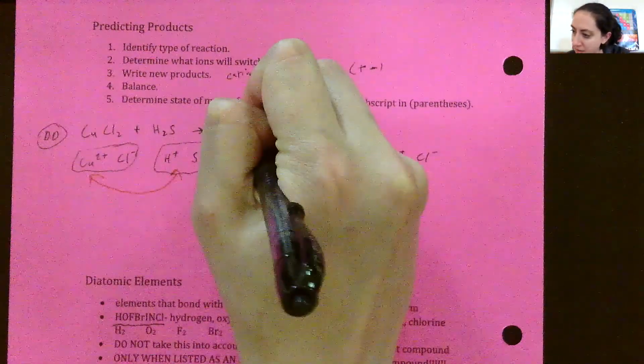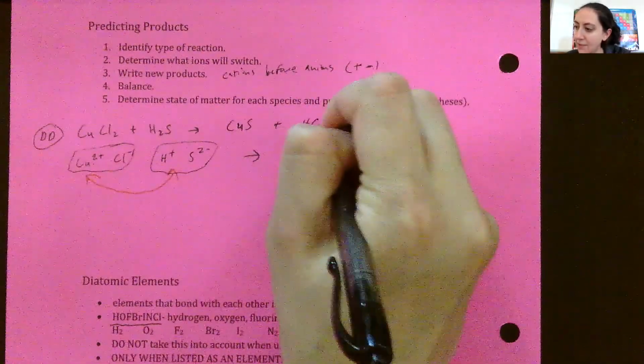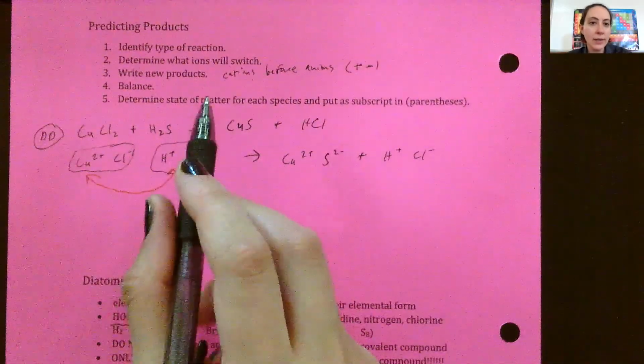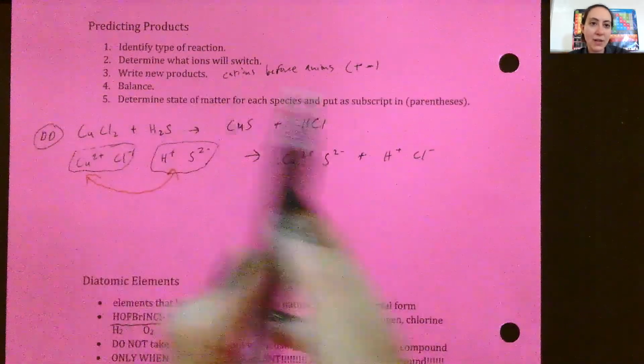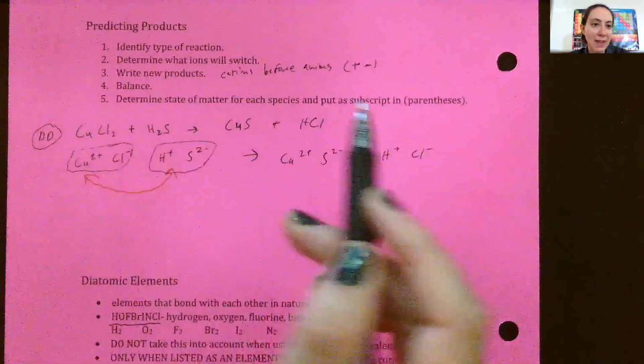The copper has a 2+ and the sulfur has a 2-. That's going to be CuS. And we're also going to end up with HCl. Okay, so we've done that. Write out the new products. Great. The next step is balancing.